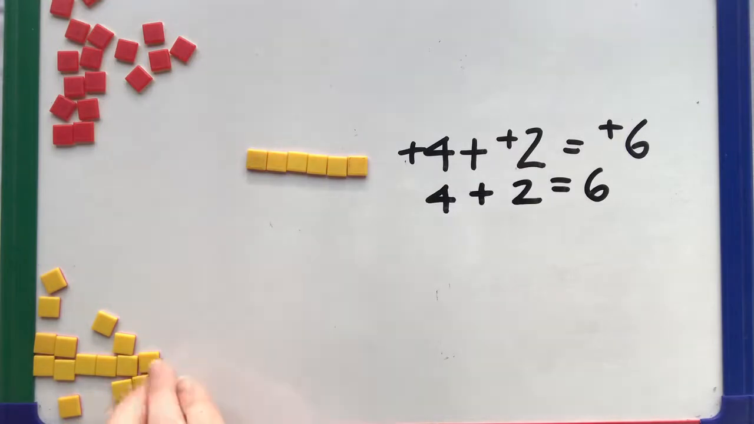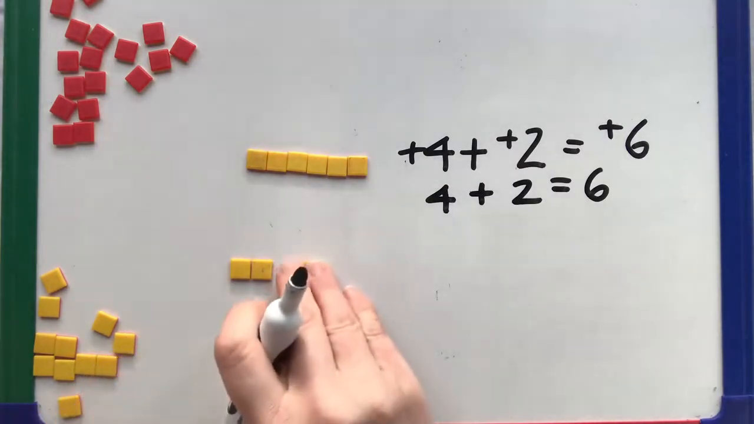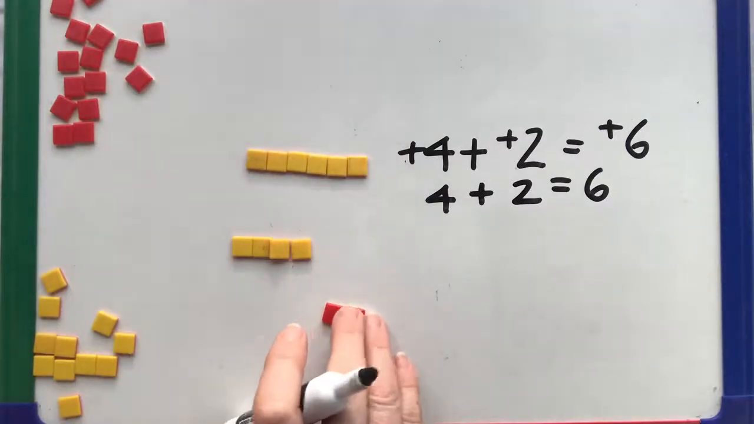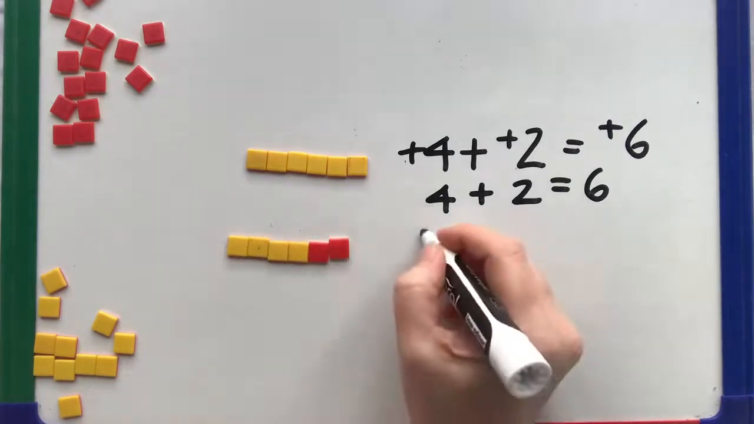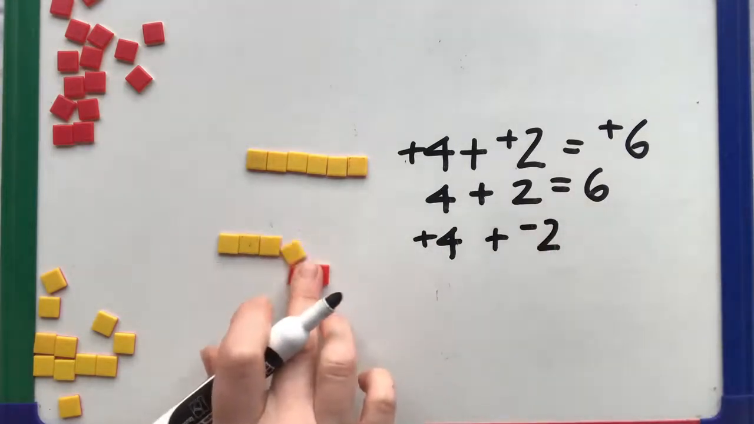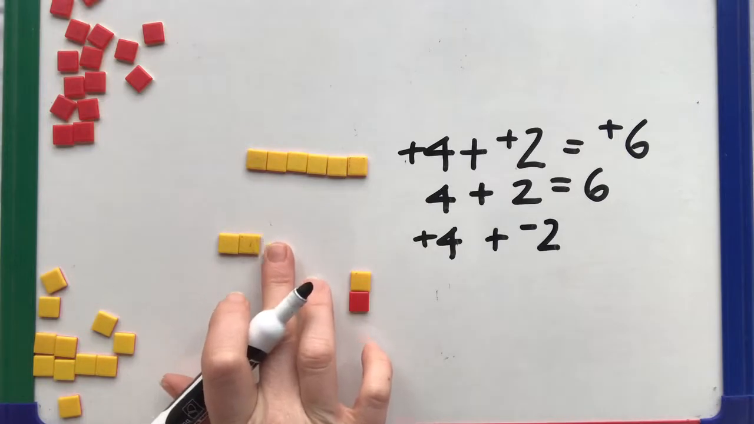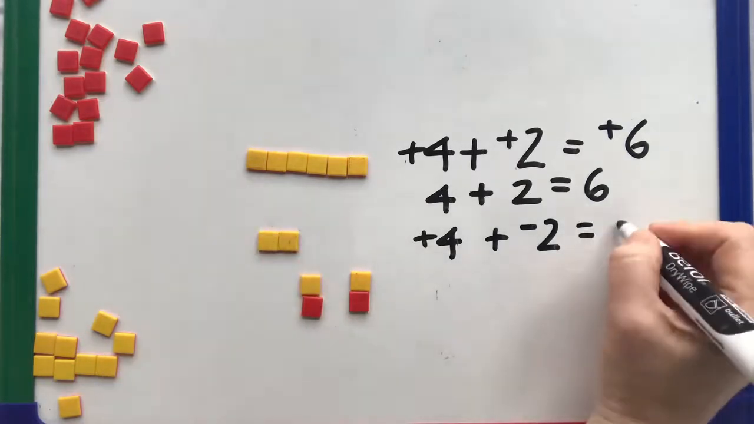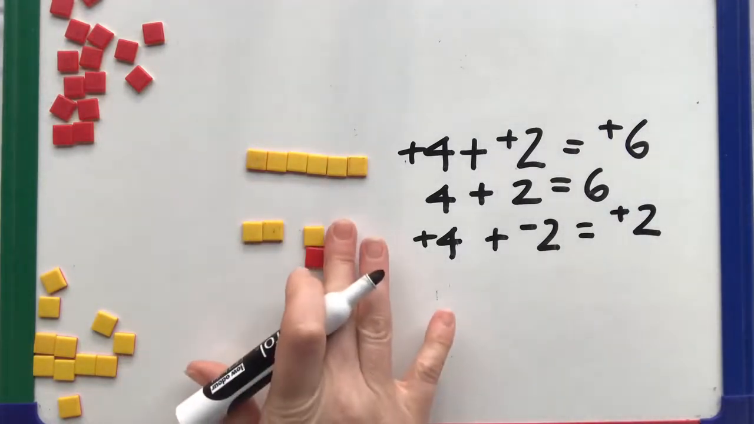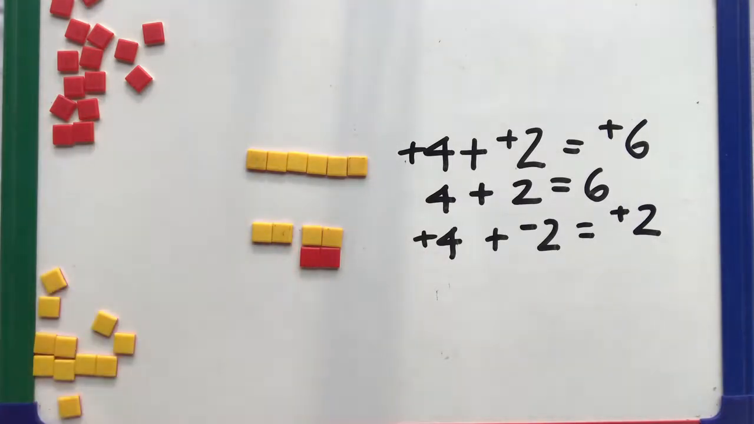If we then include a negative, so +4, add -2, we can make some zero pairs. That disappears, and what we're left with is +2. And really spend some time modelling that and thinking about them zero pairs. Obviously before then you really dealt with the zero pairs, but just make sure that that is firmly in the students' minds when they're doing that calculation.